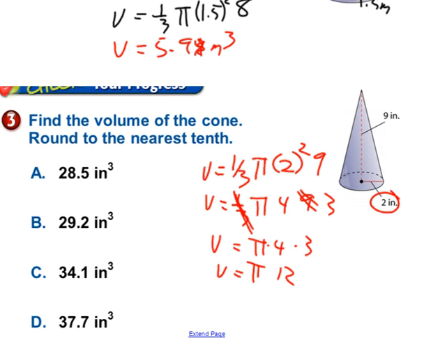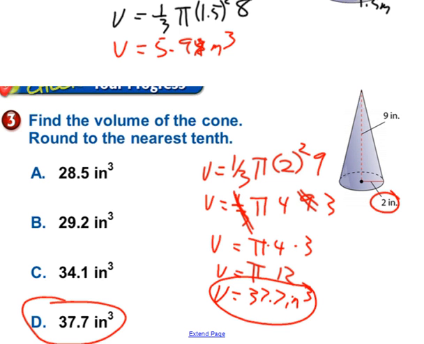So pi times 12 would be equal to my volume. Pi times 12 is 37.7. It looks like answer D is my correct one. 37.7 inches cubed. Thank you.